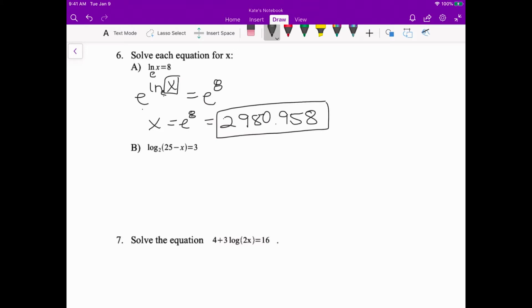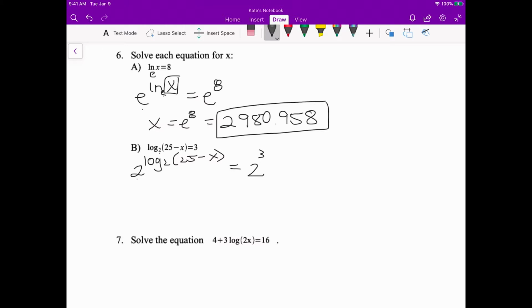For part B, again, we have a logarithmic equation here because I have a log in the equation. So it's log base 2 of 25 minus x equals 3. Now my base is 2, so I'm going to apply an exponential base of 2 on both sides. So we end up with 2 to the log base 2 of 25 minus x equals 2 to the 3rd.